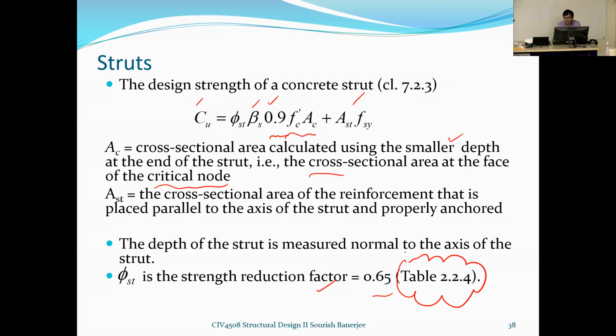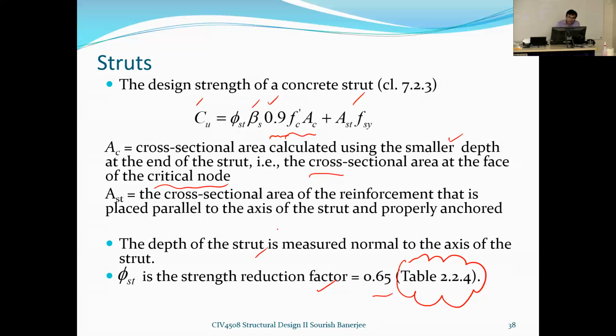This is the new thing. If you look at the earlier standard, this factor was 0.6. So there's a slightly improved capacity factor. That means the members in reality can have more capacity. So phi ST is the strength reduction factor for compression. Remember, we are talking about compression because the strut carries compression, so the strength reduction factor is 0.65. Look at Table 2.2.4, and remember this is only related to the strut-and-tie method of analysis.